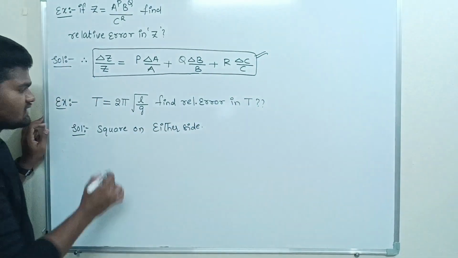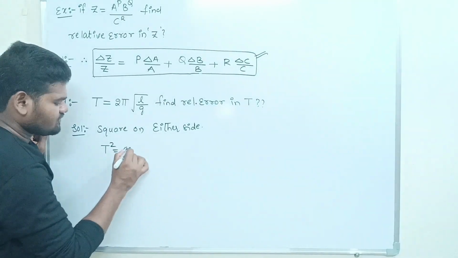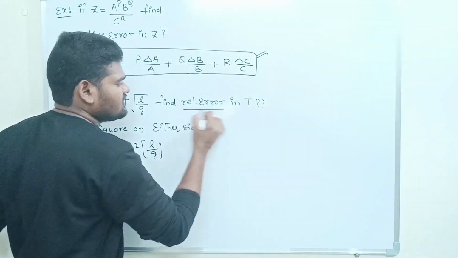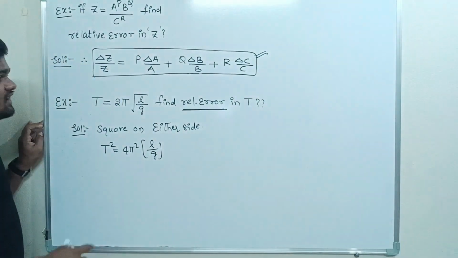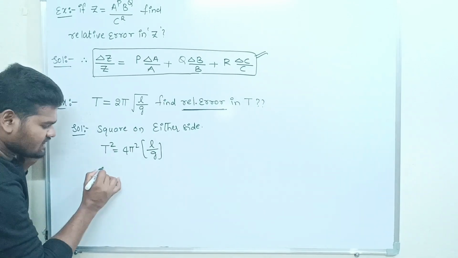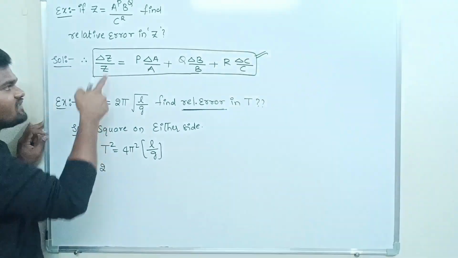Okay, square on either side. So T square is equal to 4 pi square into L by G. What we have to find? Relative error in T. How do we write it? Just see here, T power 2 is there. Just write 2.